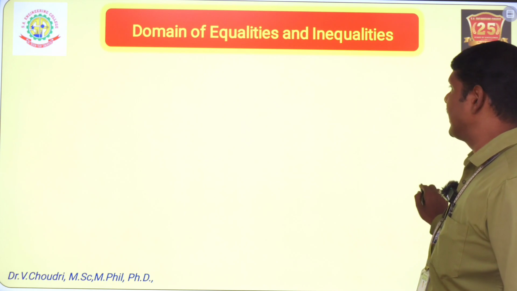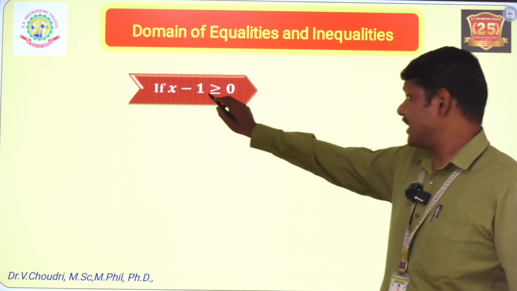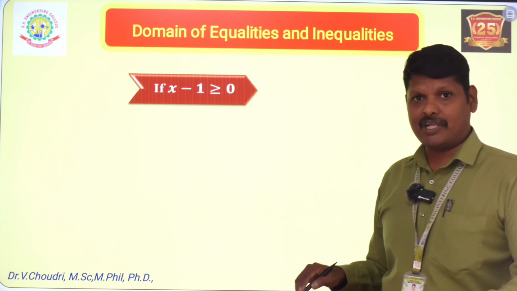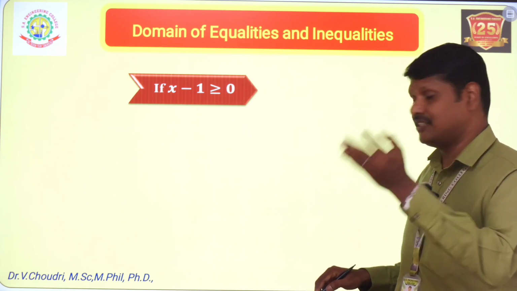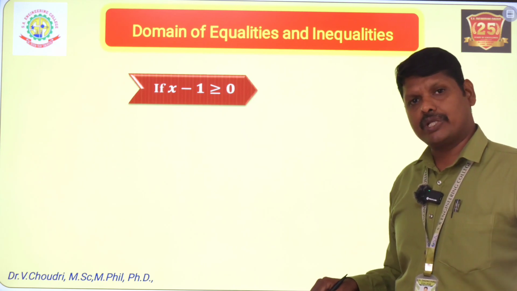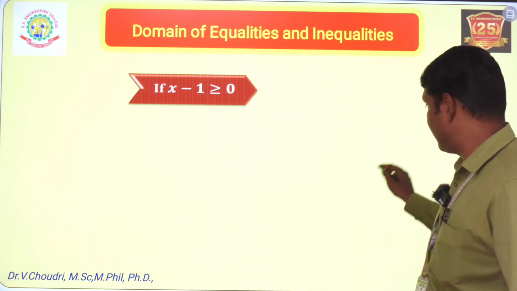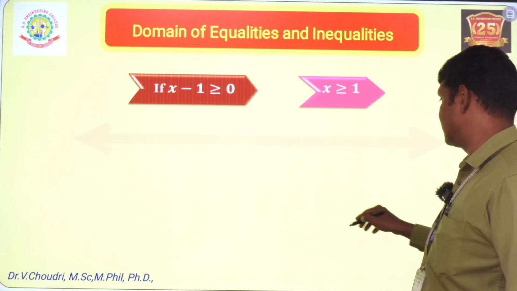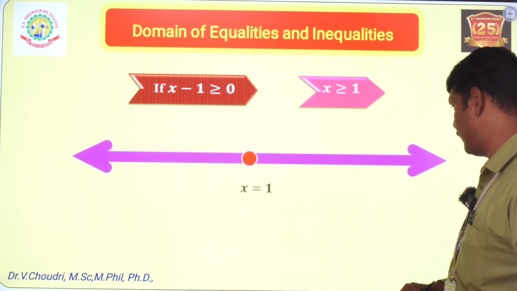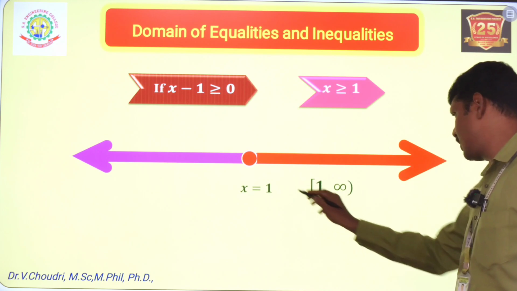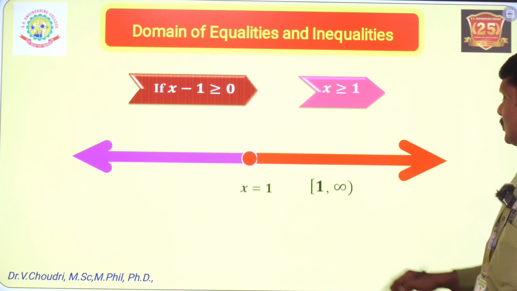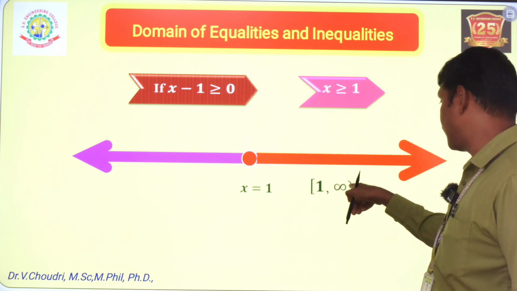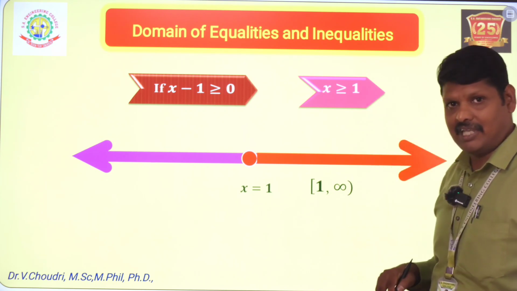See, next, other inequality. x minus 1 greater than or equal to 0. When you substitute x values here, the answer may come equal to 0 and greater than 0. Greater than 0 means 1, 2, 3, 4, 5 up to infinity. So here we use the interval x greater than or equal to 1. See, I denote the point x equal to 1, not only 1, greater than 1 up to infinity. So the interval of the domain is closed interval 1, open interval infinity, because 1 is included.